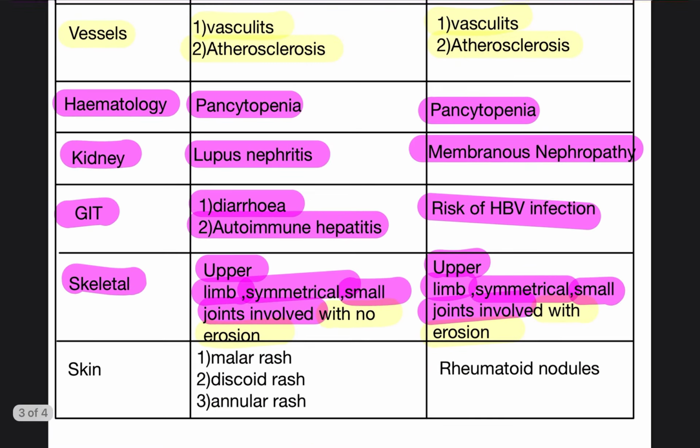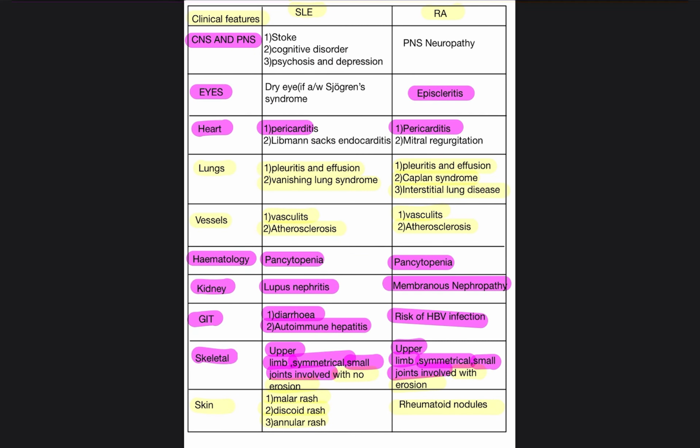So next, what are the skin manifestations of SLE? We get malar rash, discoid rash and annular rash. And what are the skin manifestations in rheumatoid arthritis? We get rheumatoid nodules.